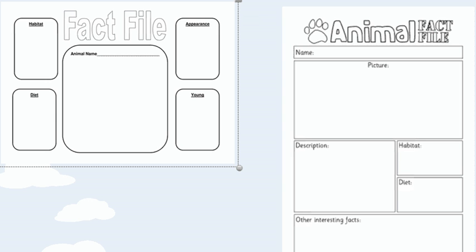Now onto our fact file. Now I've uploaded 2 examples here of what your fact file might look like, and I'll attach these for you to download. You can, however, make your own fact file. It can look any way you'd like, as long as it includes all the relevant information. So, choose your animal, and then put information about them into the different sections.